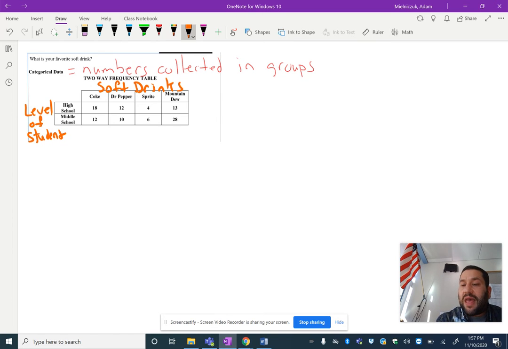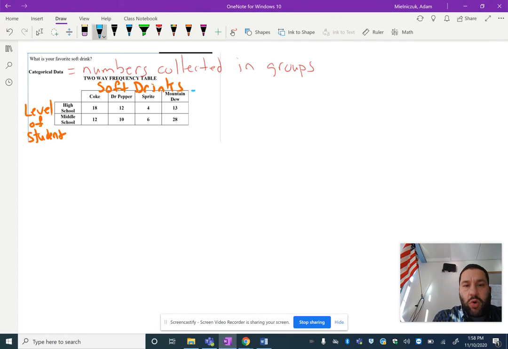These are things that soft drink companies might want to know so they know how to effectively market to their audience. Okay, so as you can see here, 18 students in high school like Coke, 6 students at the middle school will drink Sprite. A total of 22 students in the middle school like Coke or Dr. Pepper. Those are all the types of things that you can determine from this type of table. So there's 2 more things we want to add to it.